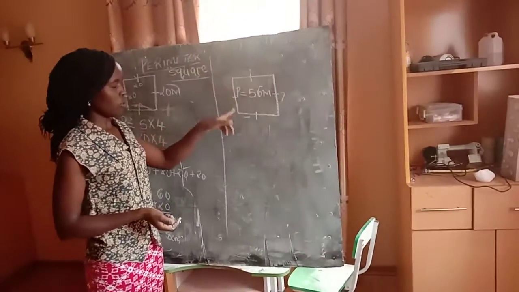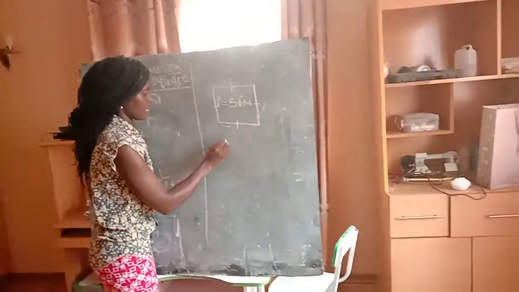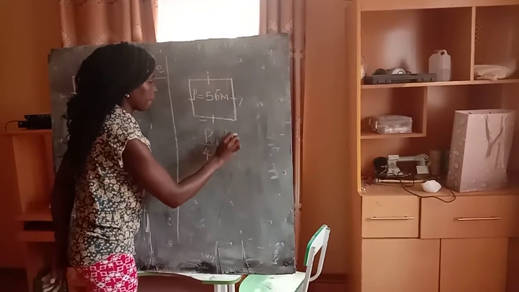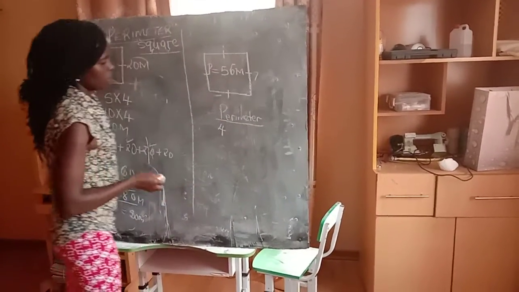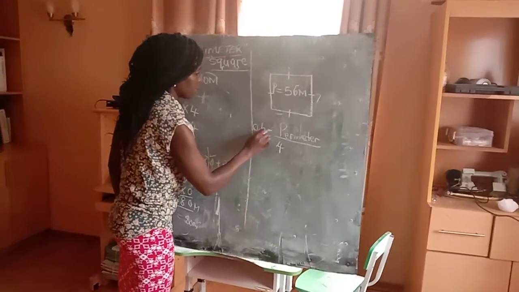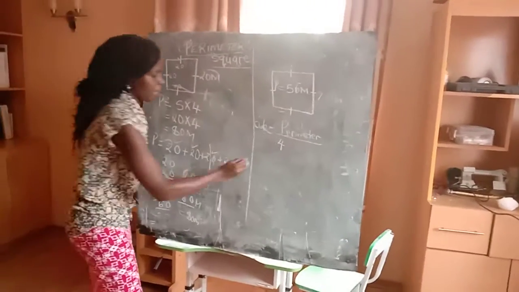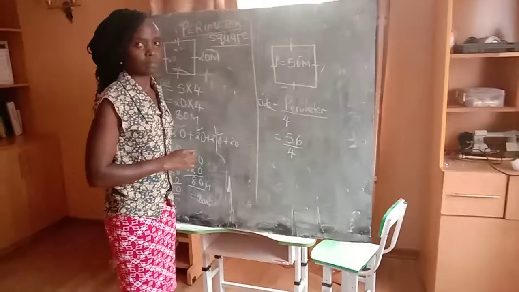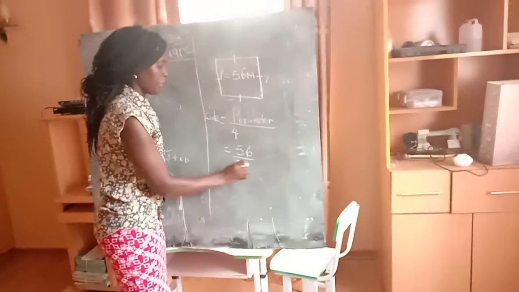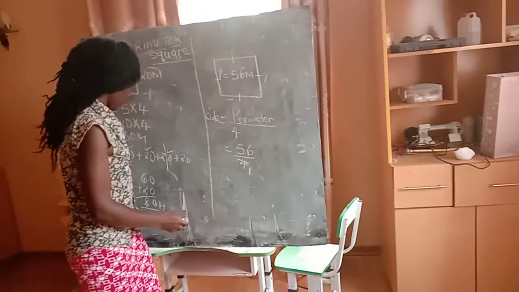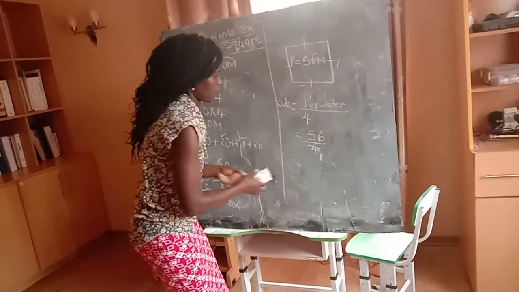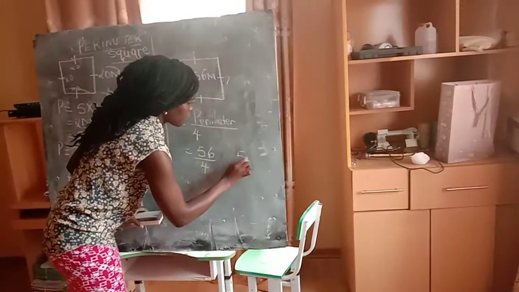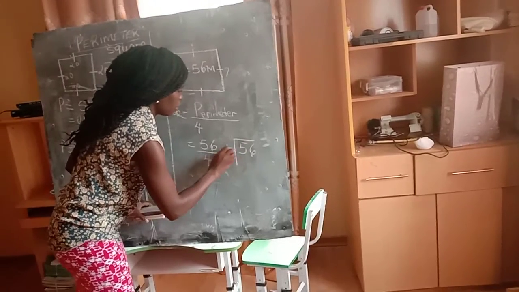Because all the sides are equal and I have the perimeter, I'll take the perimeter and divide by 4. Perimeter divided by 4, I'm looking for the side. So my perimeter is 56. I divide by 4. Let's use the long division method so that we don't confuse ourselves. I'm looking for the side, so I take 56 and I divide by 4.